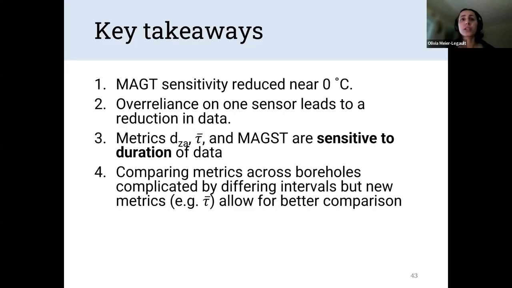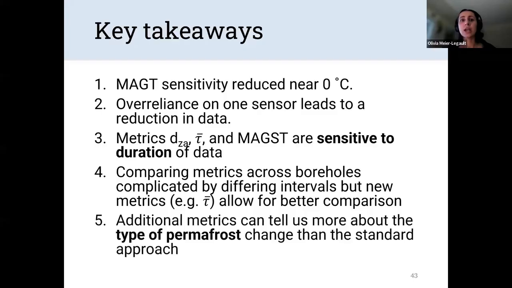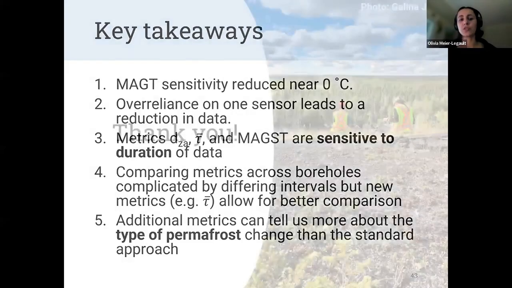Some of the benefits of these metrics are that they allow for boreholes to be more comparable across different sites. For instance, the thermal integral, if choosing a common range for the thermal integral, these sites can be compared. And lastly, additional metrics provide evidence of thaw, but they can tell you a little bit more about the type of permafrost change that's observed than the standard approach. So the depth of zero annual amplitude tells you a little bit more about latent heat and the changes to the ice content in the ground, whereas ground temperature warming can tell you a little bit more just about permafrost degradation at a site.